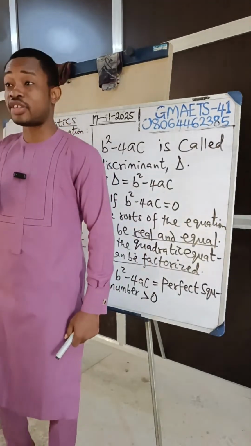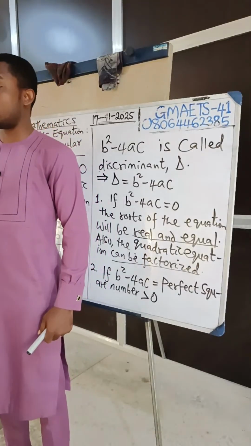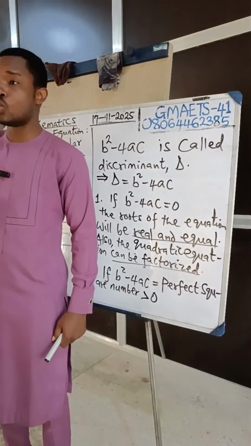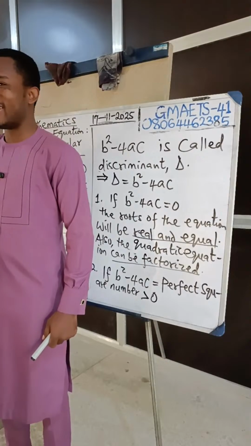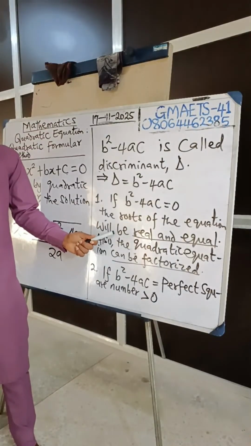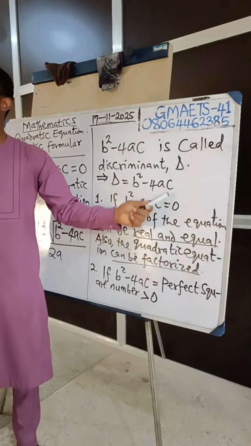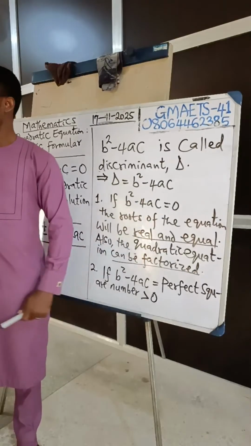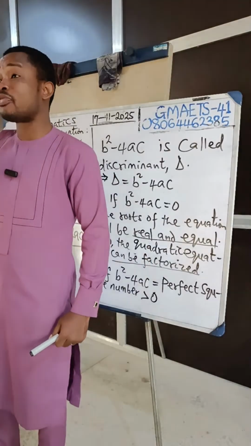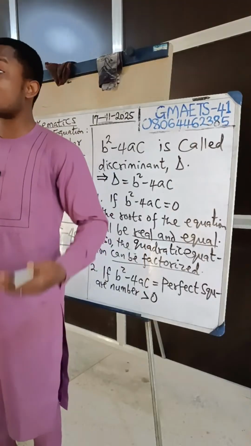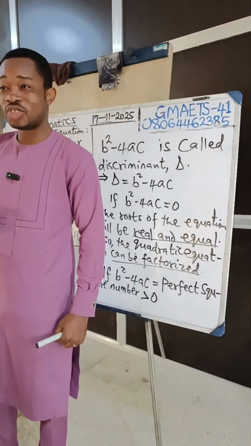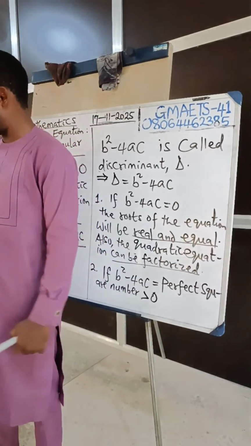Take note. 0 is a perfect square. 1 is a perfect square. Square root of 0 is 0. Square root of 1 is 1. Because 1 times 1 will give you 1. So 0 is a perfect square. But I'm not talking of 0 because point 1 has covered it. If b squared minus 4ac is equal to 0, you know what you are expected to know from this discriminant information. Then the second point is, if b squared minus 4ac, the discriminant, gives you a perfect square number. For example, 1, 4, 9, 16, 25. You can generate your perfect squares.